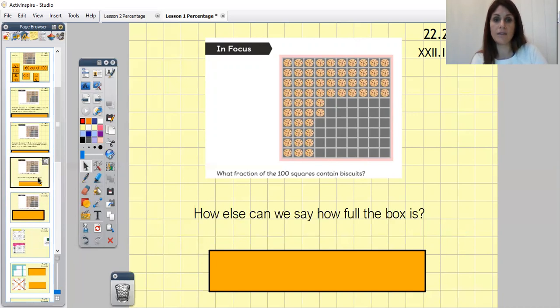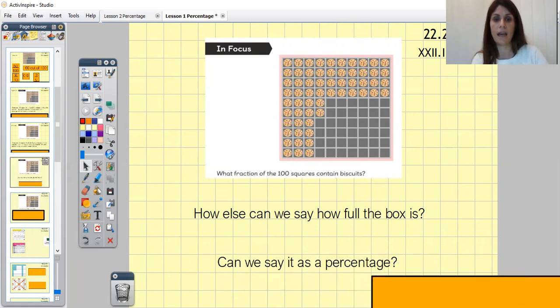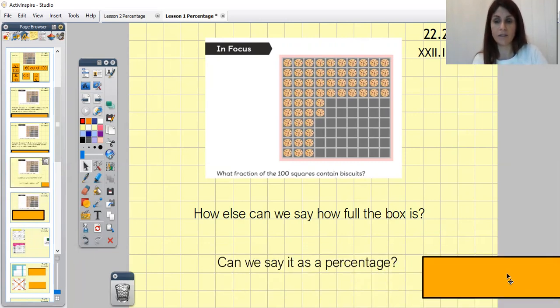So let's have a little look then. We know that the fraction of 100 squares that contains biscuits, if we were to simplify it, would actually be 3/5. But how else can we say how full the box is? Have a little think about that one, and pause the video if you want to. How else could we say it? Let's have a look. Can we say it as a percentage? So if you think about it, that's what we're doing. That's our focus for this unit. So can we say it as a percentage?